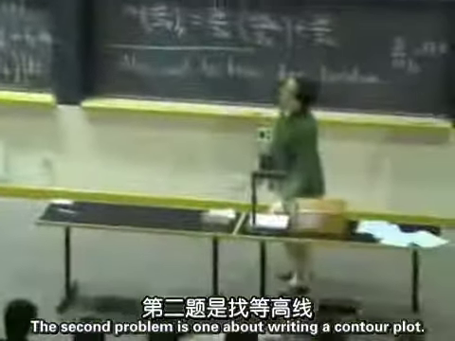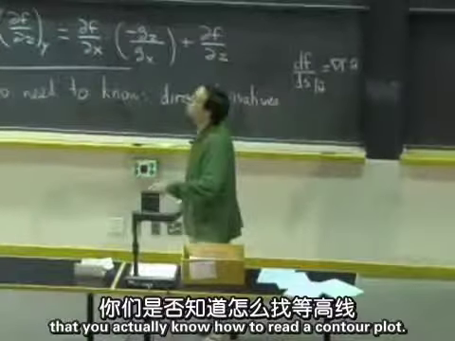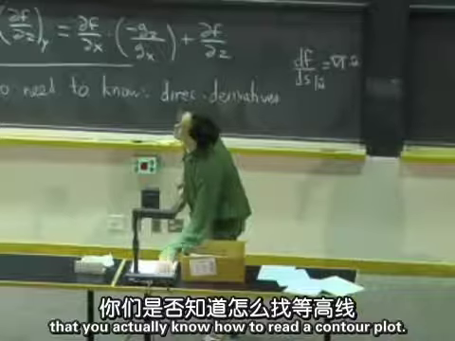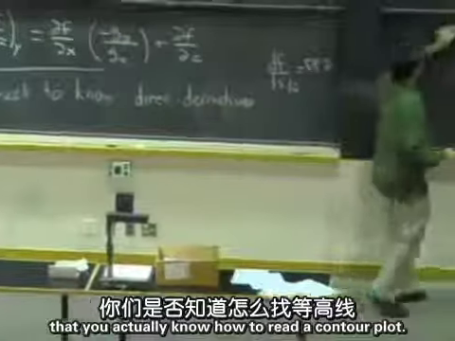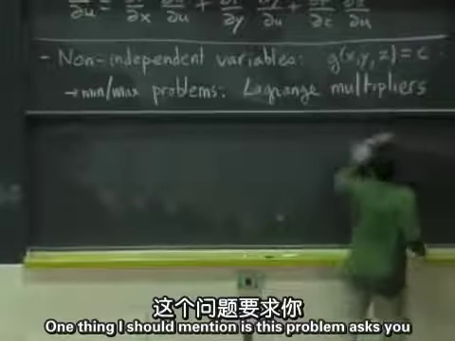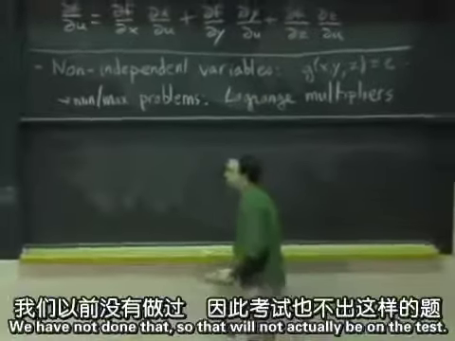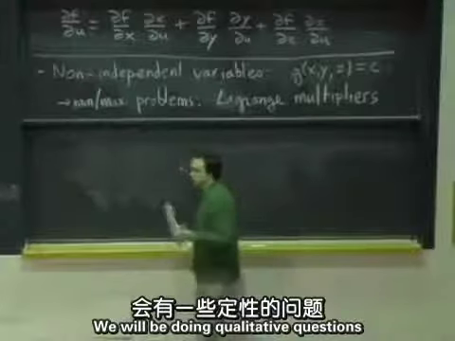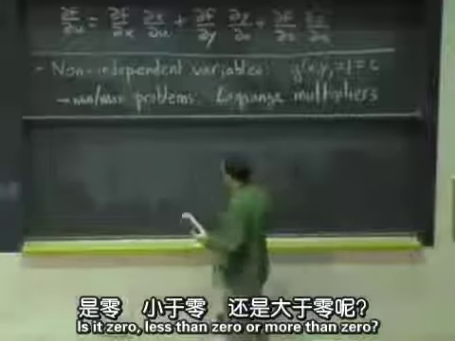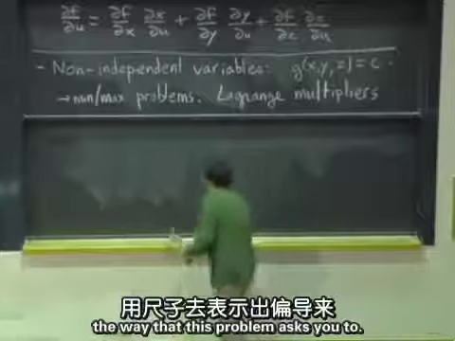The second problem is one about reading a contour plot. Before I let you go for the weekend, I want to make sure that you actually know how to read a contour plot. One thing I should first mention is that this problem asks you to estimate partial derivatives by reading a contour plot. We haven't done that, so that won't actually be on the test. We'll be doing qualitative questions like, what is the sign of a partial derivative? Is it 0, less than 0, more than 0? You don't need to bring a ruler to estimate partial derivatives in the way that this problem asks you to.